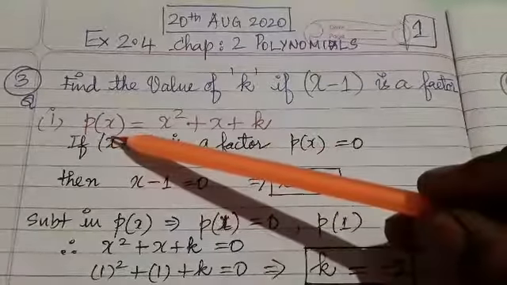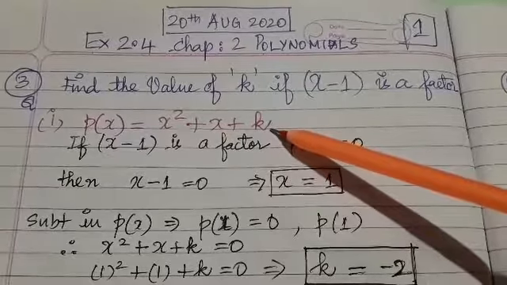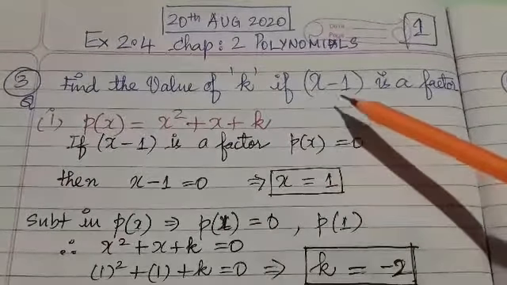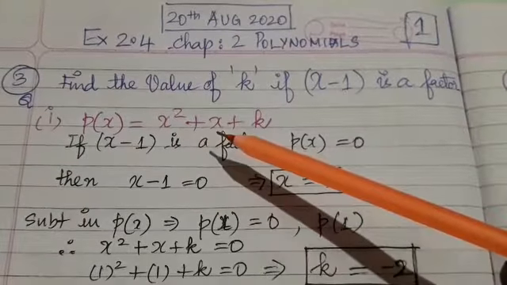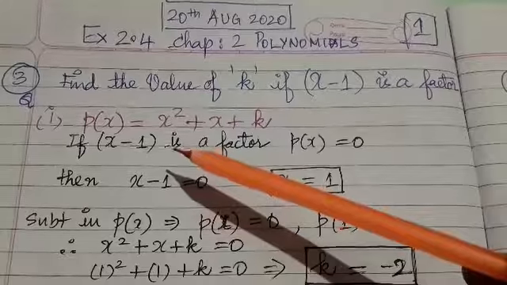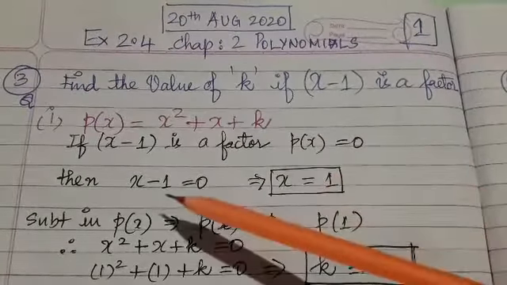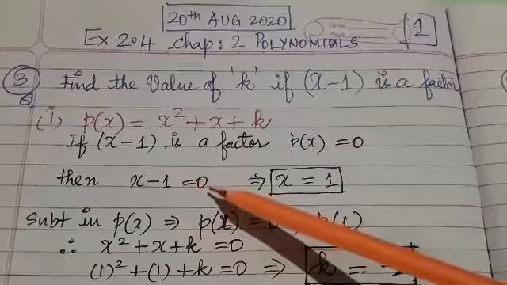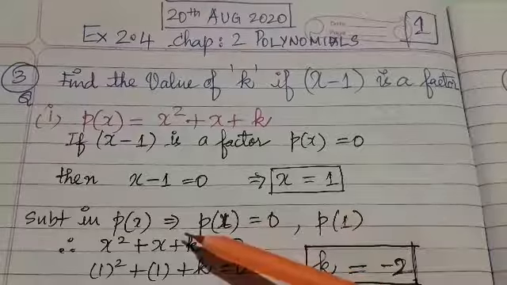Okay, p of x is given as x square plus x plus k. We have to find the k value, and they are telling us x minus 1 is a factor. That means if you divide this x square plus x plus k by x minus 1, it will divide exactly. That means p of x will become 0, no remainder. So what you have to do? x minus 1 equal to 0, then x equal to 1. Then substitute in p of x equal to 0.